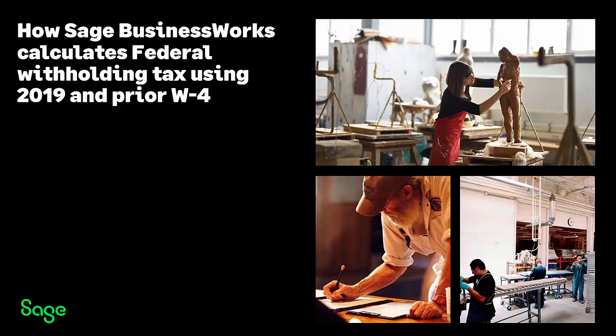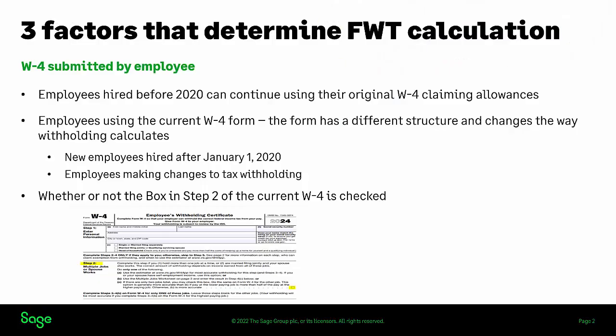How Sage BusinessWorks calculates the federal withholding tax using the 2019 and prior W-4. There are three factors that determine how federal withholding tax is calculated, and it's all based on the W-4 that is submitted by the employee.